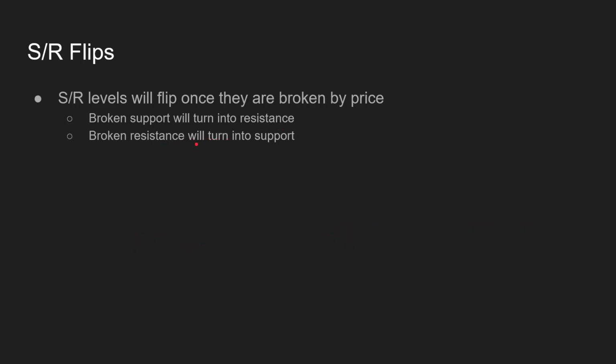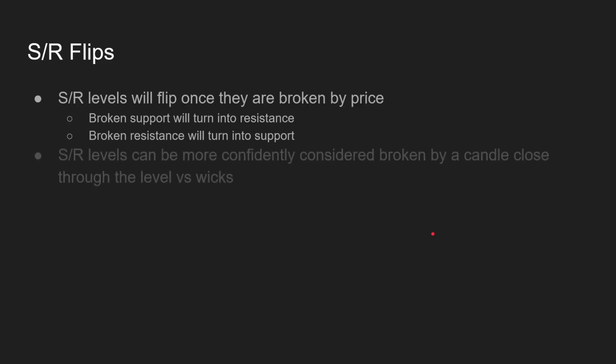And the same thing with resistance turning into support. So let's say here's our imaginary line, price is below it, and it keeps hitting this resistance level. It eventually breaks past it, and then if it comes back down, since price is above it, it looks at that level as support. If it comes back down, it would act as support because it's still a significant buying or selling level. Now, these support and resistance levels can be more confidently considered broken by a candle close through the level versus wicks.